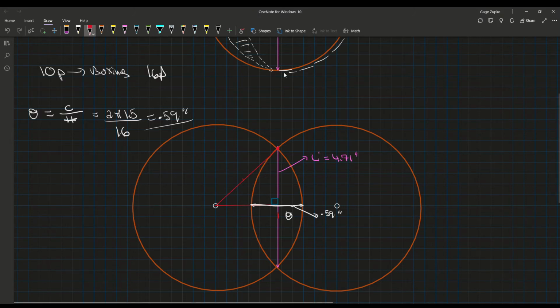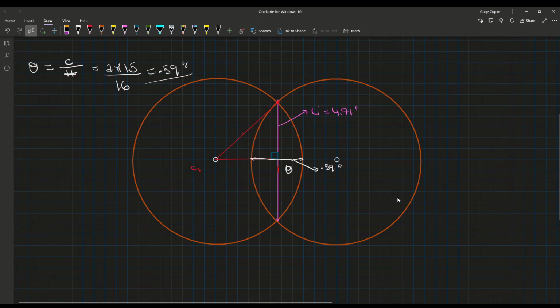The next thing I'm going to define right away is the center of each circle. So I'm making this shape out of two circles, right? That's the easiest way that I could think of. I'm going to define this center as C1, and then this center as C2. The next thing we're going to need is the distance between each center, and I'm going to call that T for no reason whatsoever.